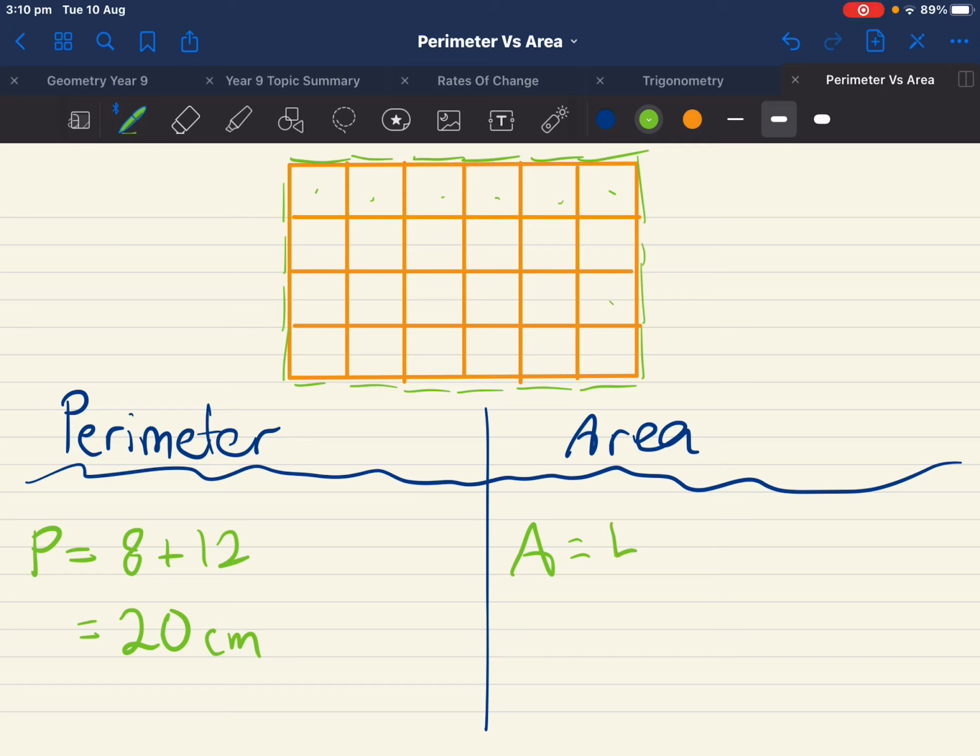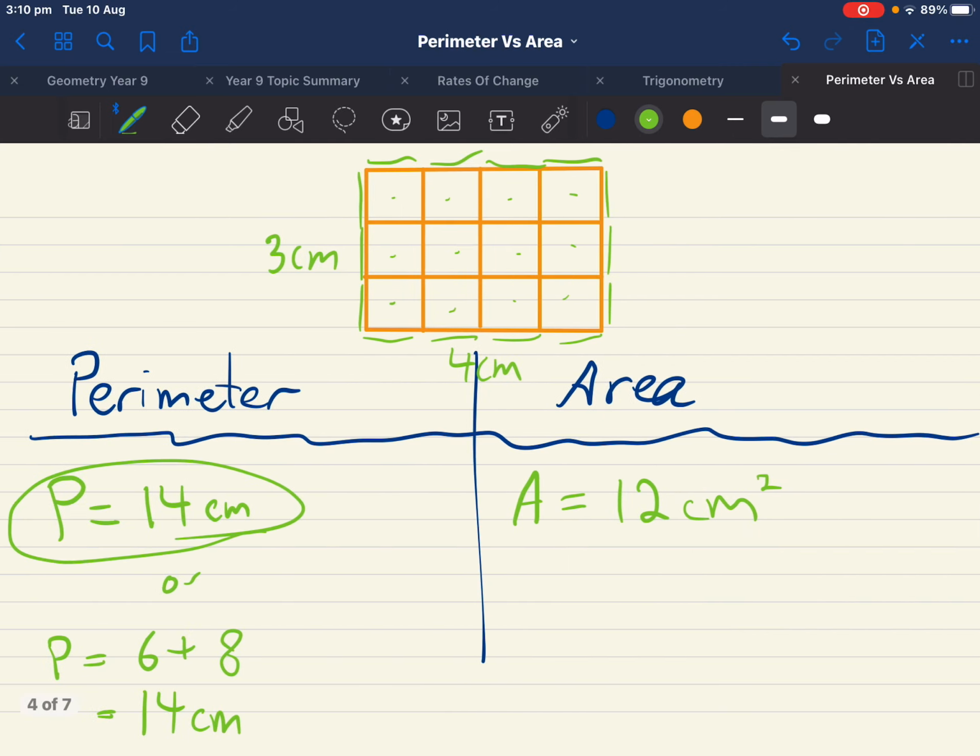Ultimately, we had 4 rows of 6, or 4 lots of 6. You can just count them up, but I've used times tables to speed it up a bit. And the area is 24 square centimeters.